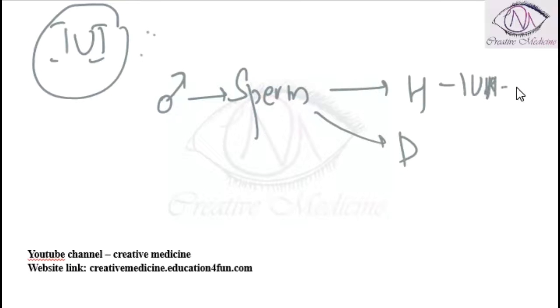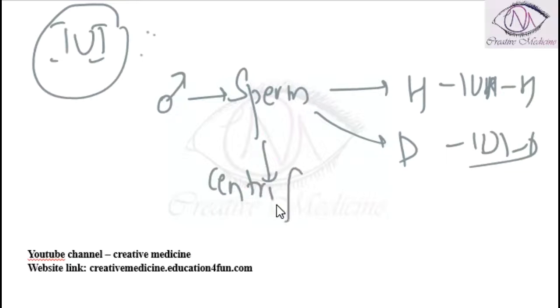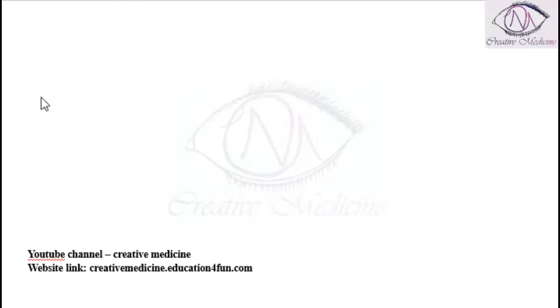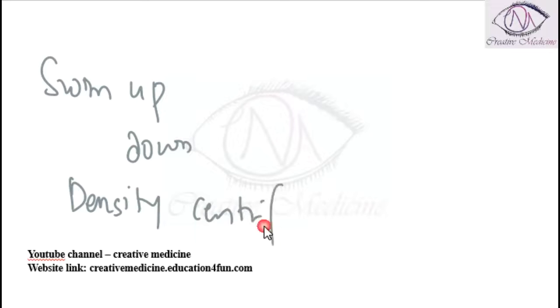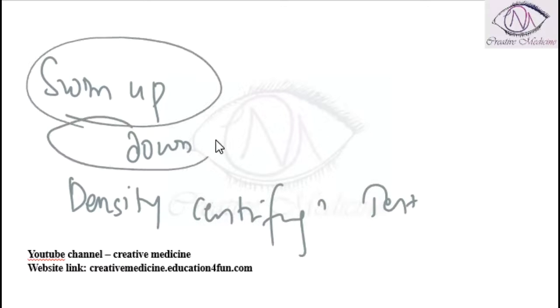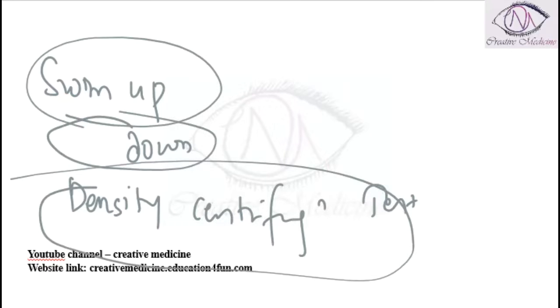The processing and centrifugation of the semen can be done in three techniques. One, swim up technique. Second, swim down technique. Third, density centrifugation technique. So we have three techniques: swim up technique, swim down technique, and density centrifugation technique.